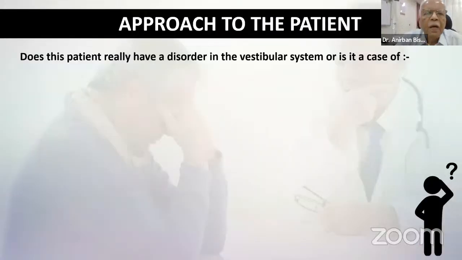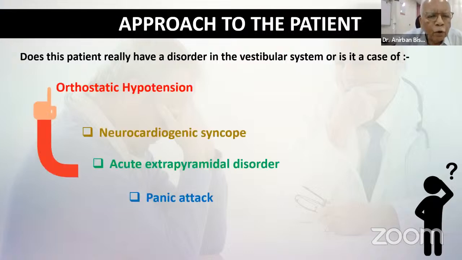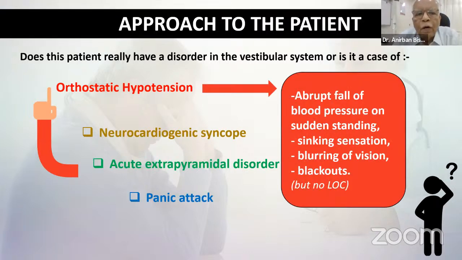Okay. Now, approach to the patient. When the patient comes to you, first find out, does this patient really have a disorder in the vestibular system, or is it a case of orthostatic hypotension, neurocardiogenic syncope, or an acute pyramidal disorder, or a panic attack? Because when these patients come to you, they'll tell you, "Hamara chakkar aata hai," that I get vertigo. But actually, they have got nothing to do with the vestibular system. So we first have to rule out things like these, which are non-vestibular causes of vertigo. What is orthostatic hypotension?